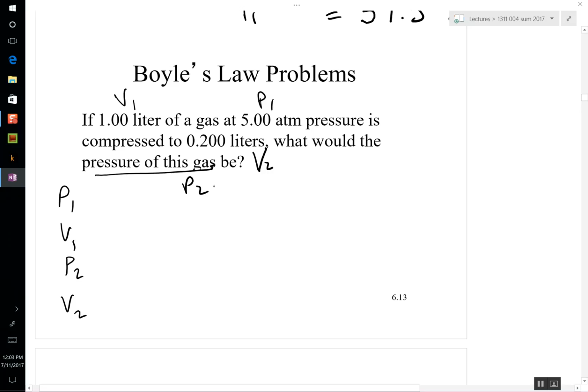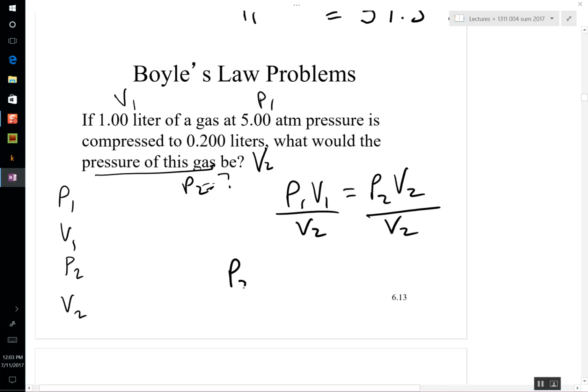P2. Okay? So run through that. You want to calculate P2. So divide both sides by V2. And you end up with that expression, and you punch the numbers in, and you get what answer? 25 atmospheres. Okay? So that's Boyle's law.